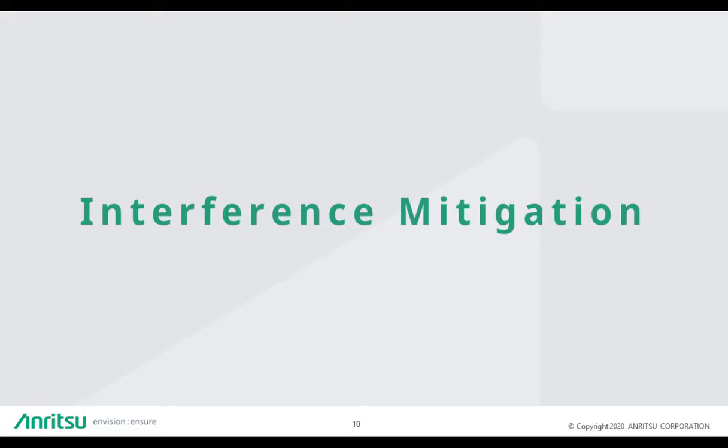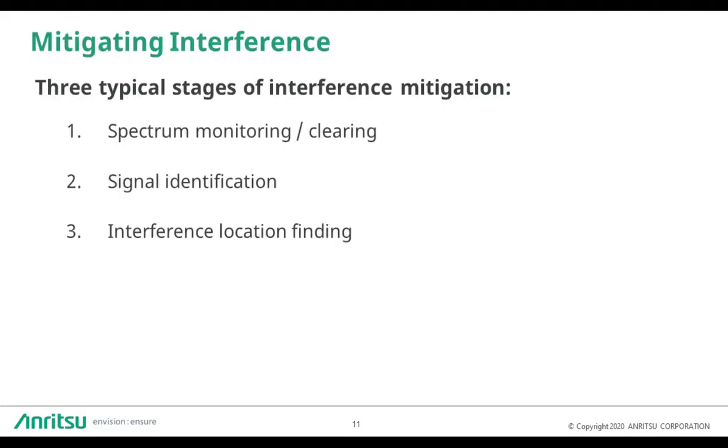Okay, so now we're going to go into some ways to mitigate interference. And we typically break interference mitigation up into three different categories. The first category is your spectrum monitoring and spectrum clearing. The next would be signal identification, and then interference location and finding. So I'm going to go into detail on each of those to give you a little bit more information.